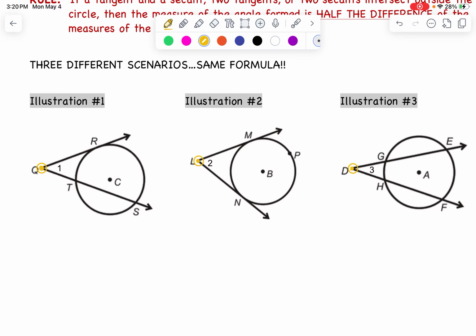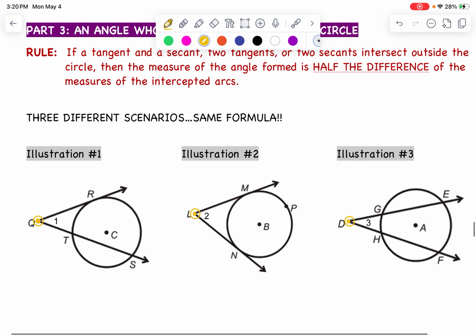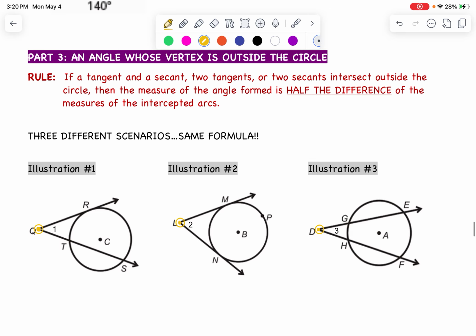So anytime you see an angle being created outside the circle, you're going to use this rule. Now, like I said, it's the same rule, right? So basically, instead of finding half the sum, you're going to find half the difference of the two intercepted arcs. Now, when you're adding, order doesn't matter, right? But when you're subtracting, it does, right? So we do have to make sure that when we are finding the difference, which is the subtraction, that you always do the bigger arc minus the smaller arc, right?